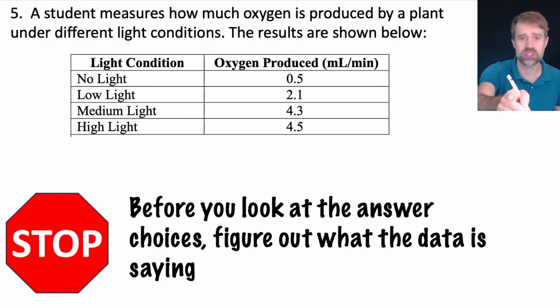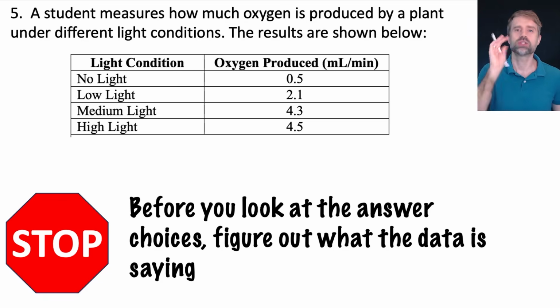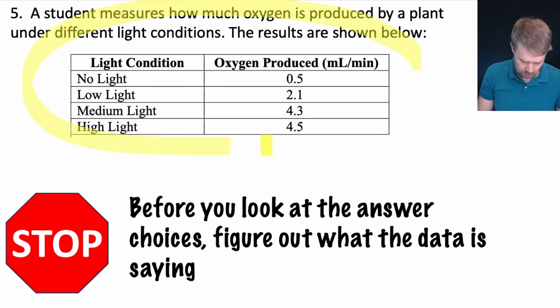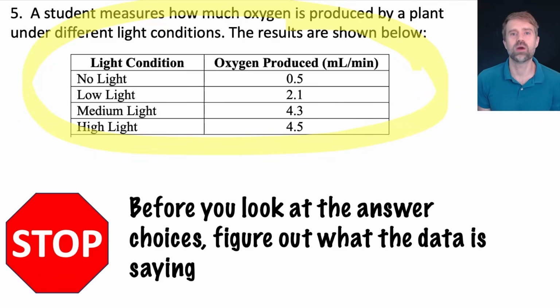You are going to, bam, stop. I didn't read the answer choices, because on a question like this, I don't want you to read the answer choices. As soon as you see a question like this, you are going to stop. Before you look at the answer choices, you have got to figure out what the data, what the information, is saying. The answer choices are designed to distract you. The only thing you need to do when you first encounter a question like this is figure out what the data is saying.